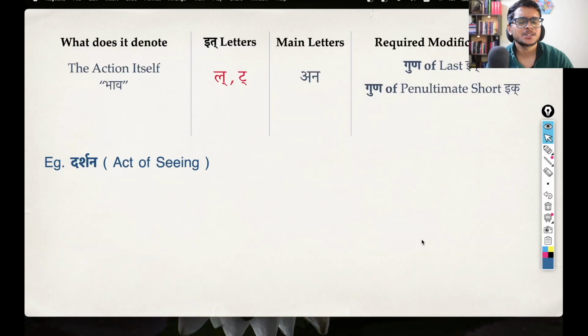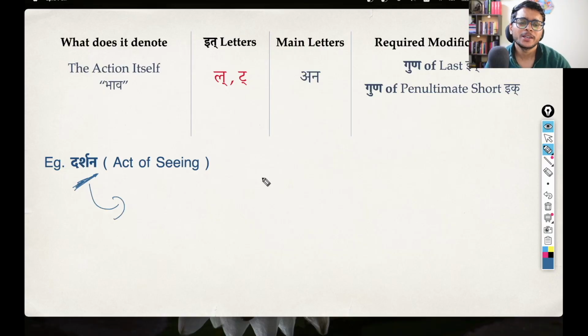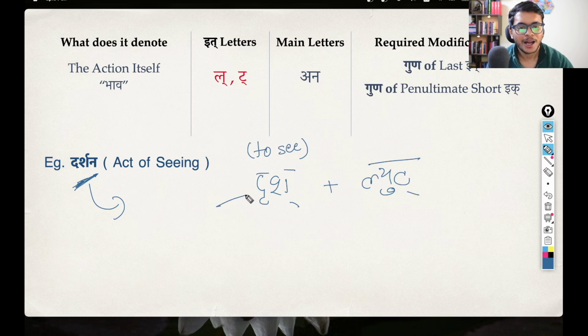Okay, but now let us take a few examples. The first pratipadika is darshana. Darshana is the act of seeing, right? We say the darshana of God, that is the seeing of God, the act of seeing. And this pratipadika, you can already guess, is coming from the drish dhatu. Our dhatu here is drish dhatu, that means to see. And the act of seeing, this is what we call bhava.